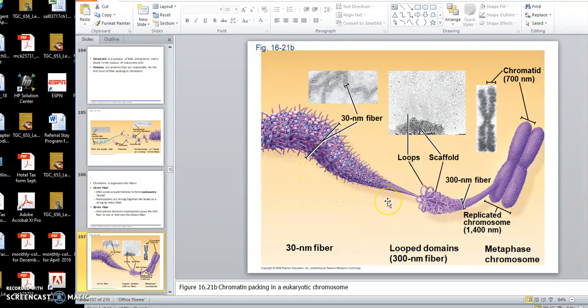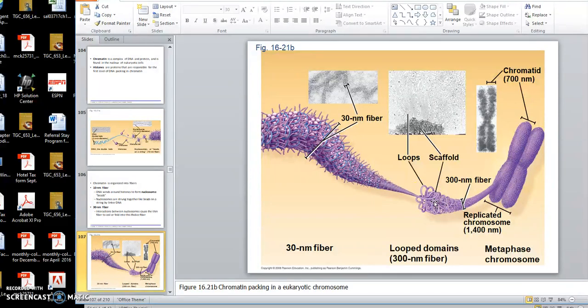Now, when you get ready to do mitosis or meiosis, you take this loop domain and coil it tighter into what we'll call a chromosome chromatid. You only do that in certain phases of mitosis and meiosis. So most of the time, genetic material is in this phase here.